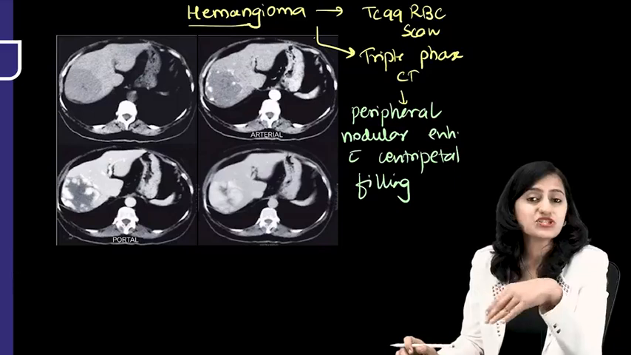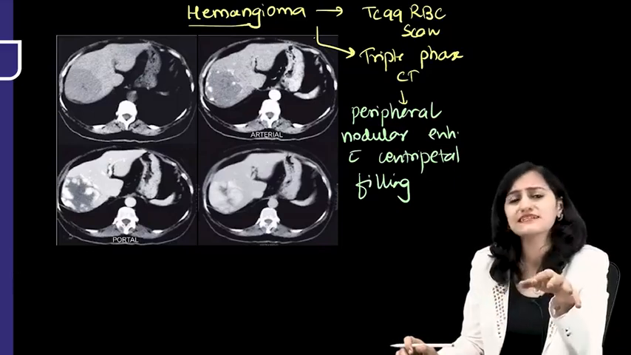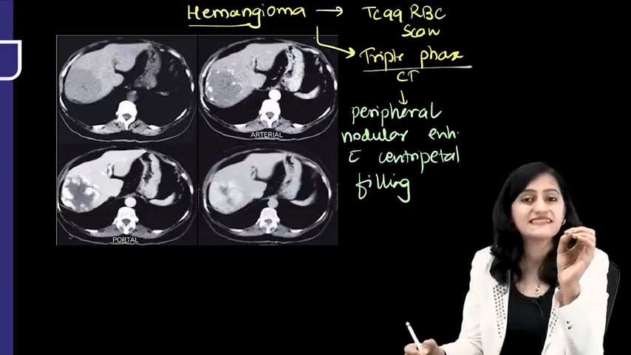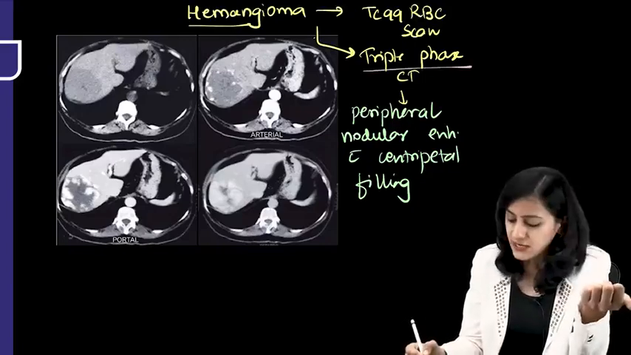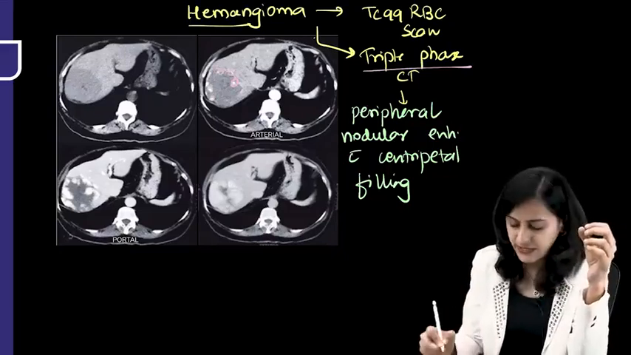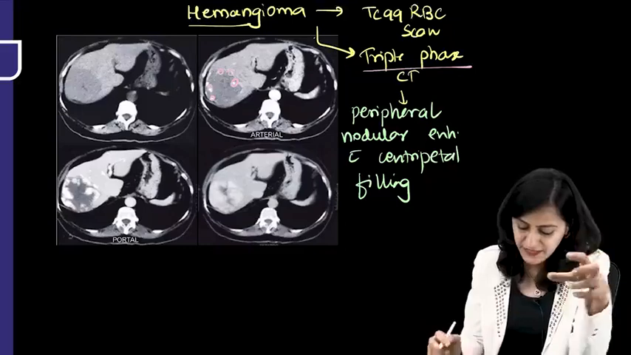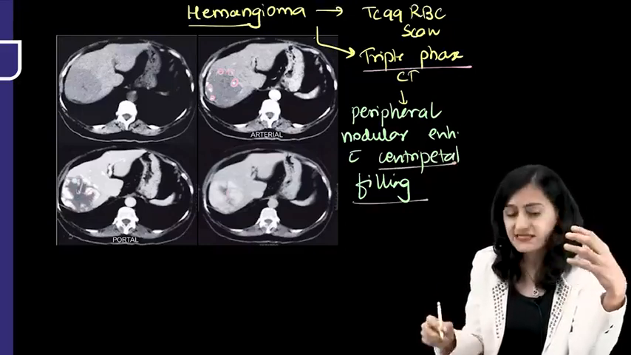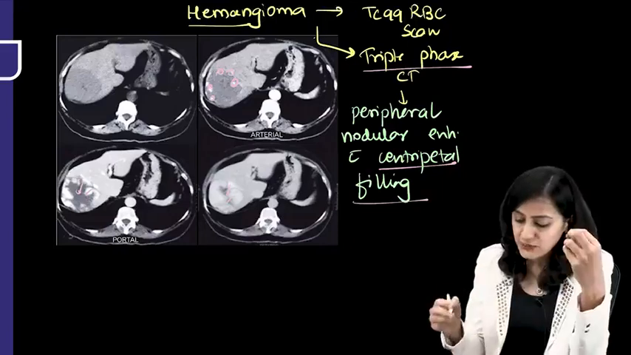Coming to the solid lesions, hemangioma. Very commonly seen lesion. Classical appearance is on the triple phase CT, which is done for liver lesions. You would see that hemangioma shows this peripheral nodular enhancement in the arterial phase. Then this enhancement goes on increasing centrally with centripetal filling. So that is what we see.